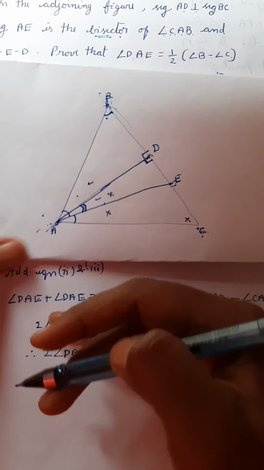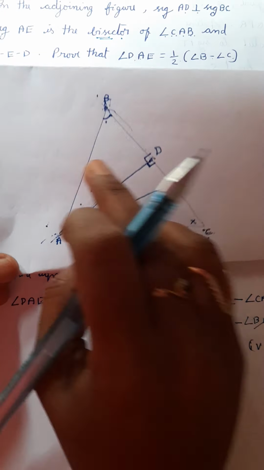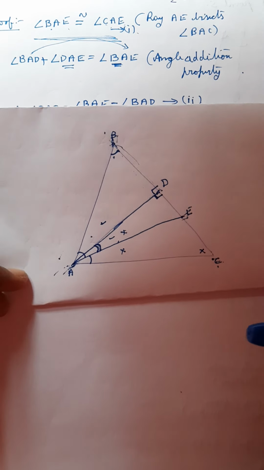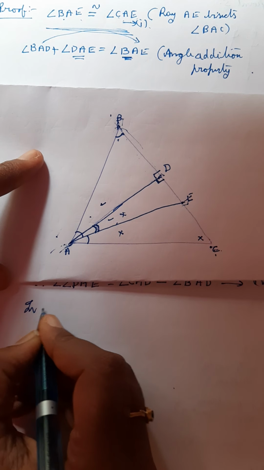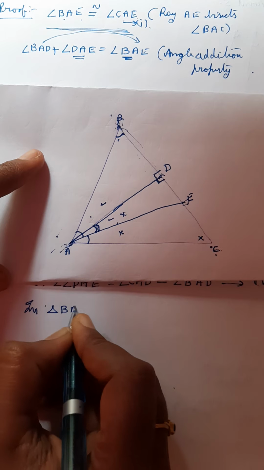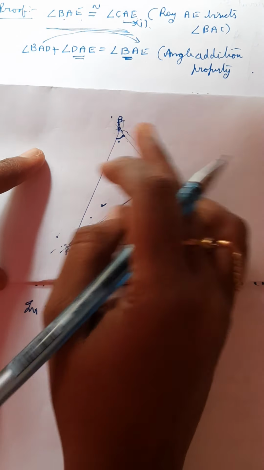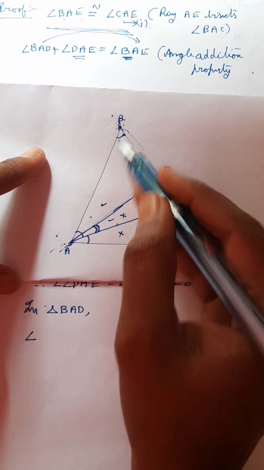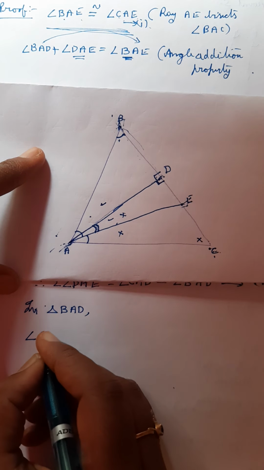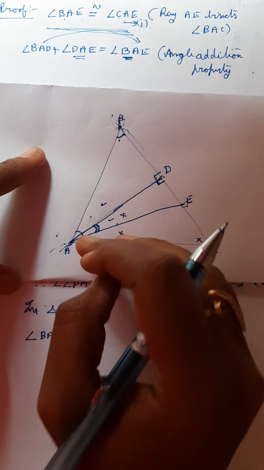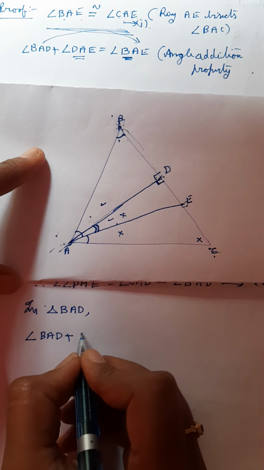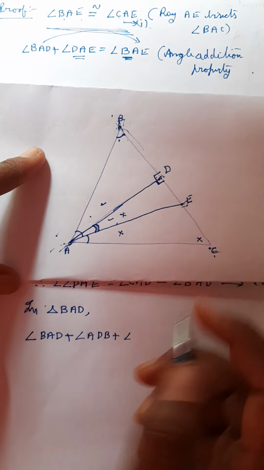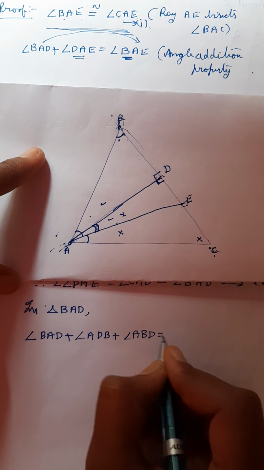Okay. So first part is over. This you keep inside. Now focus on this triangle. In triangle BAD, sum of angles of triangle property we will use, that is angle BAD plus angle ADB plus angle ABD is equal to 180 degree.